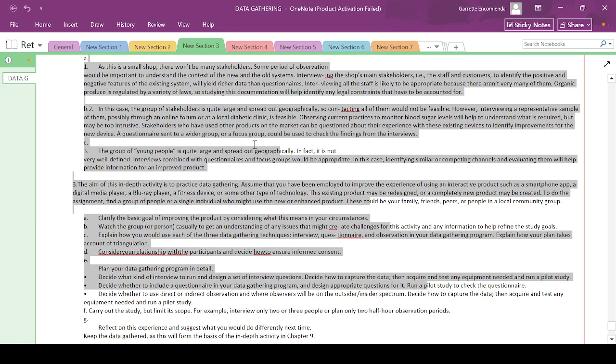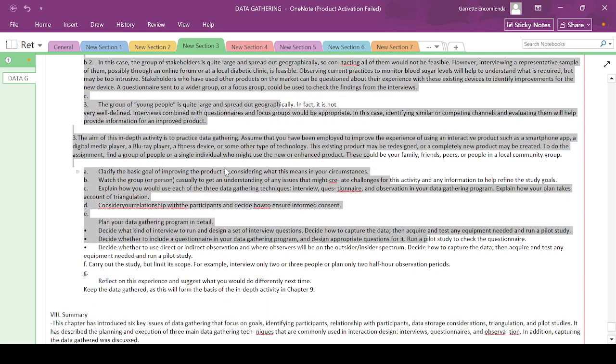A questionnaire sent to the wider group or a focus group could be used to check the findings from the interviews. Here, we use questionnaires as well as interviews for a small sample poll because, unlike the small group, it is a larger group. So observing current practices to monitor blood sugar levels also is part of the data gathering techniques. Stakeholders who have used other products on the market can be questioned about their experiences using interviews with this existing device. So those are the combination of techniques you could use.